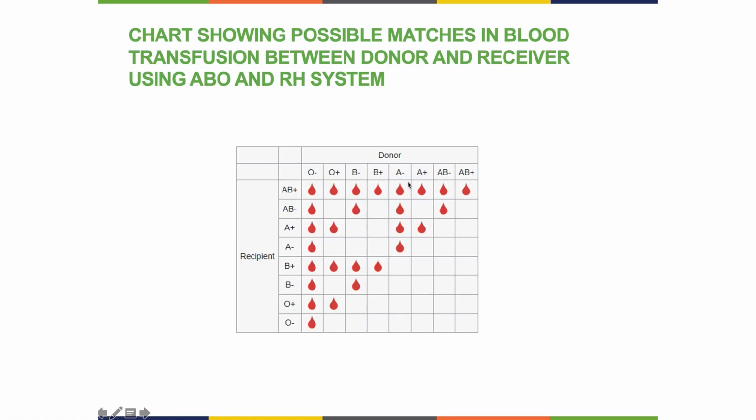And so this is showing you possible matches. Now you notice O negative is the universal donor because all of these recipients can get blood from O negative. O positive, only AB positive, A positive, B positive, and O positive can get blood there. You notice that AB positive can get blood from anybody, right? And so this is why they blood type you for both your blood type and the Rh factor before they determine whether or not they should give you a transfusion of blood.